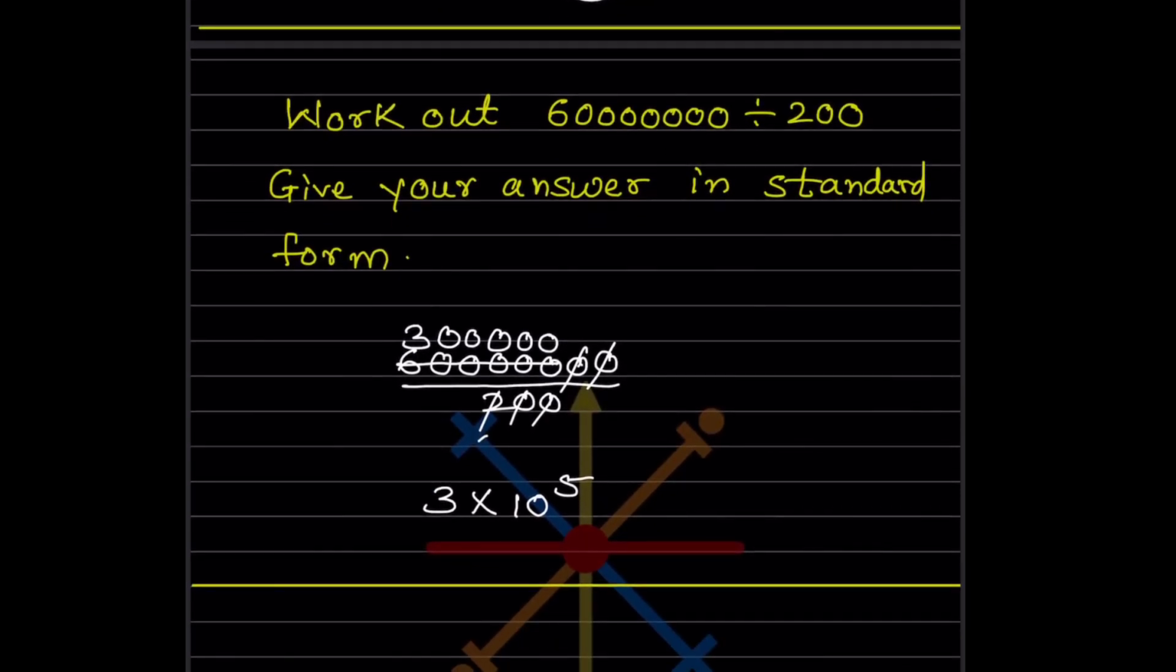So here, work out this divided by 200, and give your answer in standard form. When we divide this, I have done it vertically. We can cut down these zeros and then divide this by 2. So what do we get here? We get 3, because we want the answer in standard form. How many zeros do we have? 1, 2, 3, 4, 5. So we write it as 3 into 10 raised to 5. So this is the answer, in standard form.